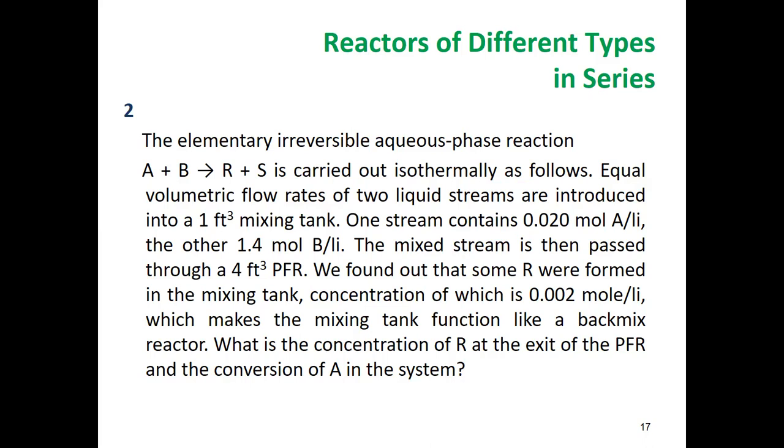So you have now two different reactors. We found out that some R were formed in the mixing tank, concentration of which is 0.002 mole per liter, which makes the mixing tank function as a back mix reactor or an MFR or a CSTR. What is the concentration of R at the exit of the PFR and the conversion of A in the entire system? So I suggest that you take a screenshot of the picture. That way, when I write the solution, you need only to refer to your copy of the problem.